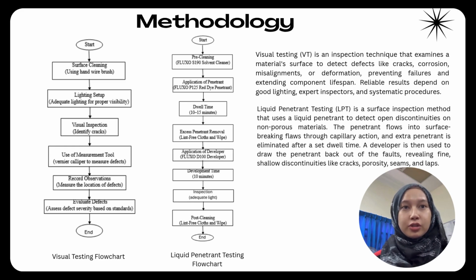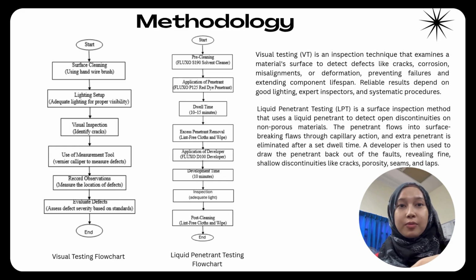Here is the flow chart showing that first we need to clean the weld area, and then we inspect for visible defects like a crack. A vernier caliper is used for accurate measurement of any crack found. Then for the activity, the surface is cleaned first, followed by the red dye penetrant, and after that a dwell time of about 10 minutes. Then the excess dye is removed, and the developer is applied to reveal defects such as cracks and porosity. So the measurements were taken, and the area was cleaned after inspection.